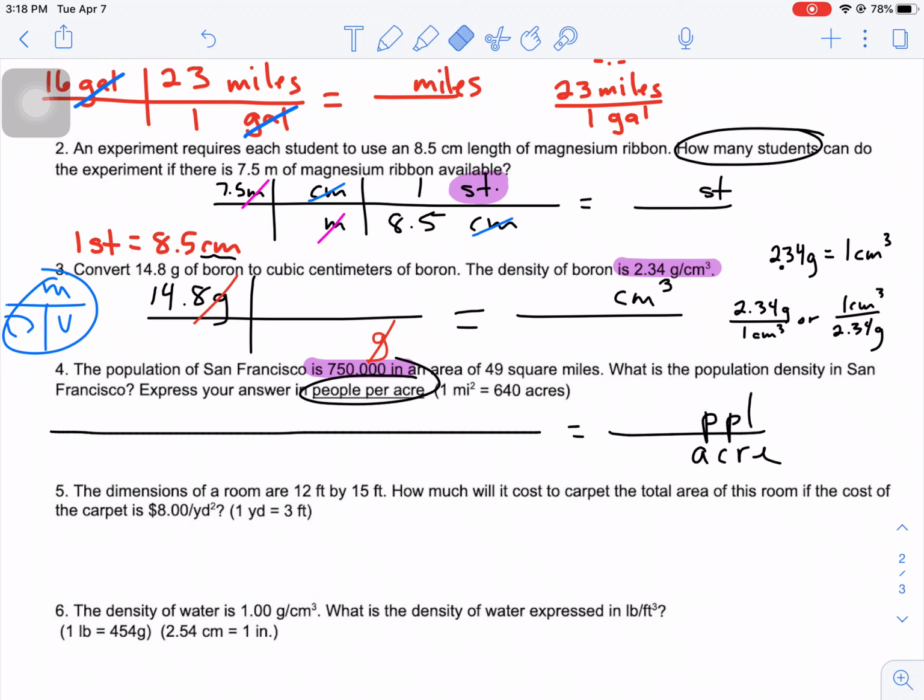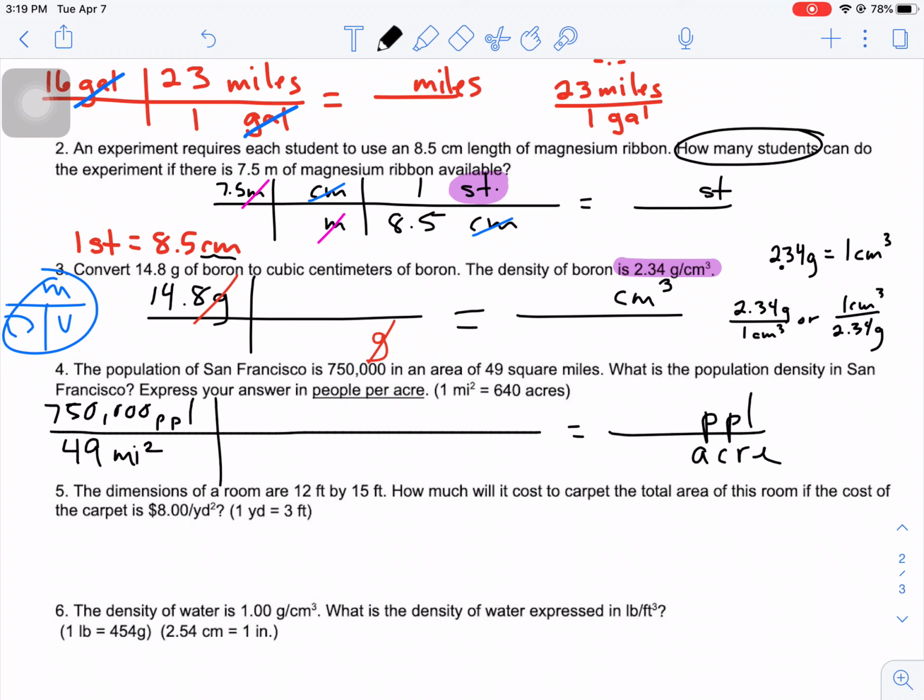Now, if you go back to the original problem, we know a couple of things. I've given you a conversion from square miles to acres. That's great. I've also given you population. And remember, population is people. So 750,000 ppl live in an area of 49 square miles. So I'm going to put miles squared on the bottom, mi for miles.